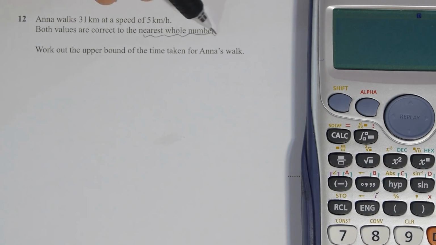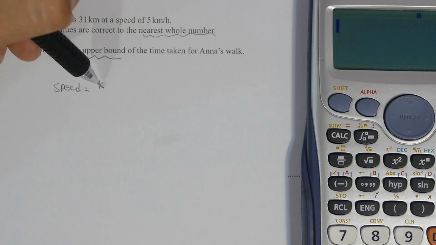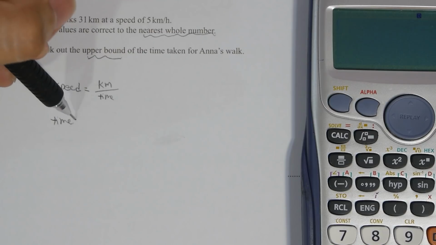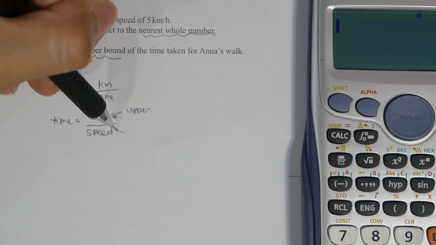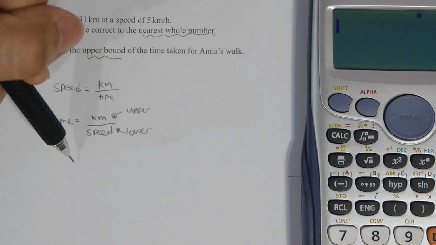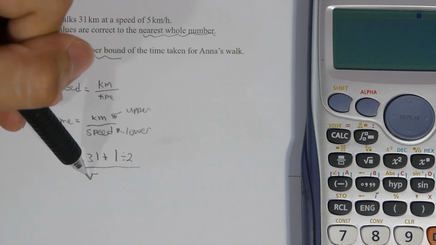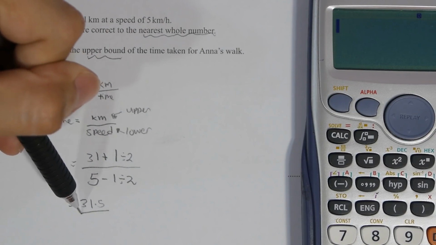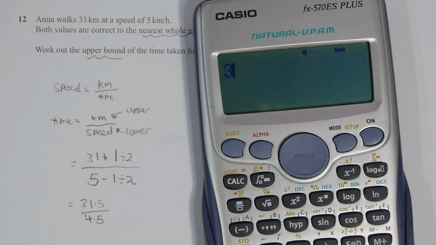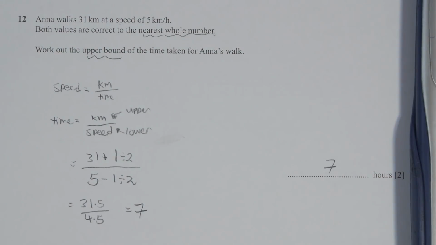As for question 12, upper bound. So for you to get the time, it's actually distance in kilometers over speed. So to get the upper bound of the time taken, for the distance you are required to find its upper bound, whereas for the speed you are required to find its lower bound. So 31 plus 1 over 2, whereas for 5 you are required to minus 1 over 2 as well. The reason why you're using 1 divided by 2 is because the question says nearest whole number.